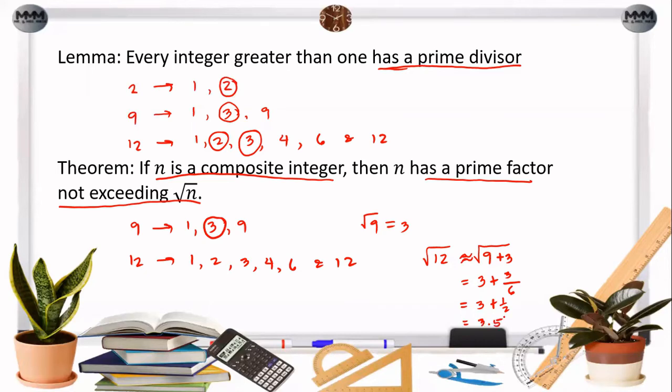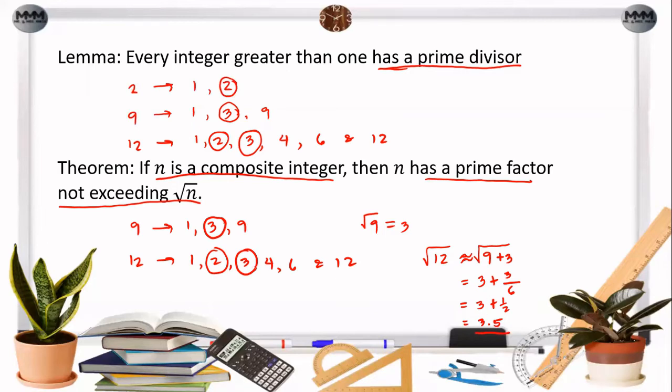Because the square root of 12 is 3.46 something, you can round it off to 3.5. Okay, so notice here that the prime factors of 12 are 2 and 3. As you can see, the square root of 12 is approximately 3.5.